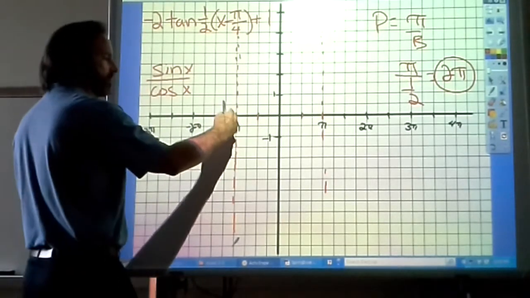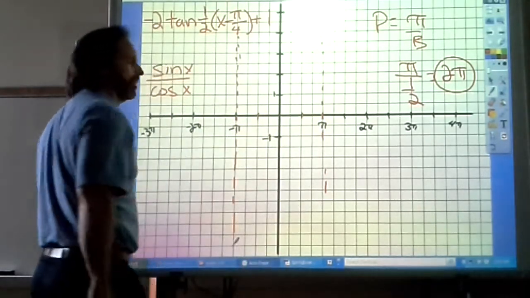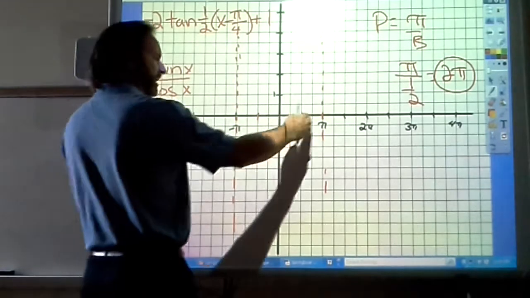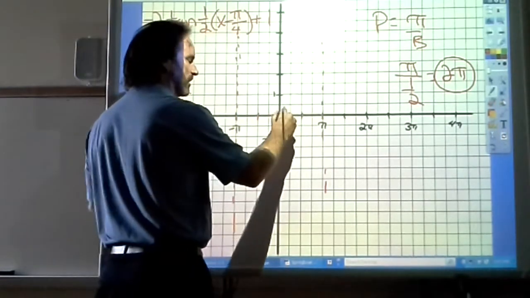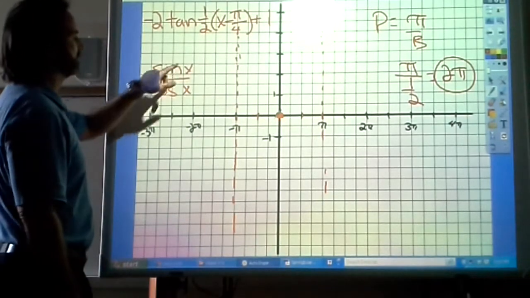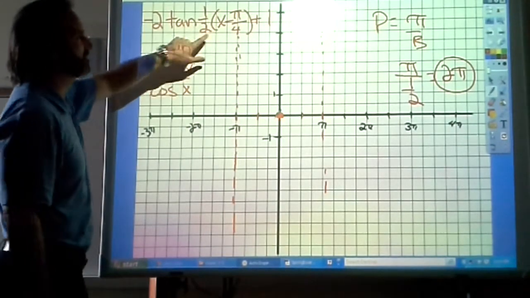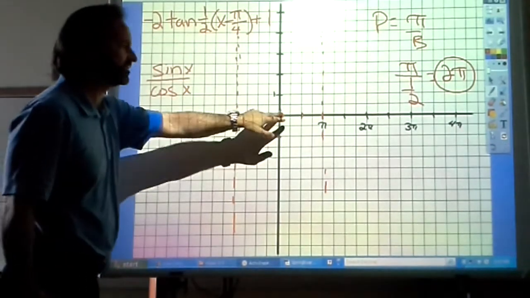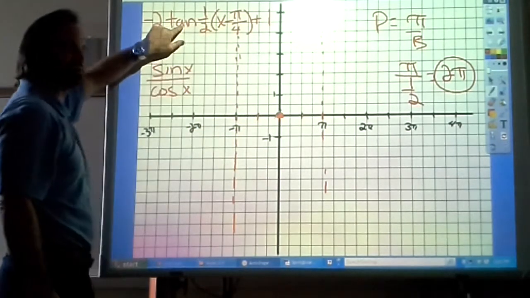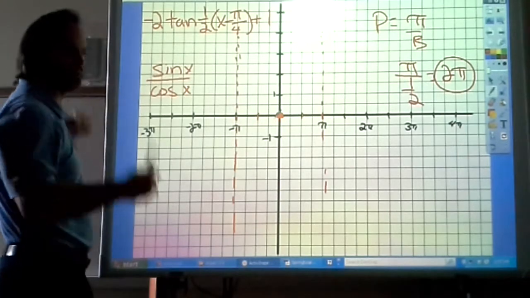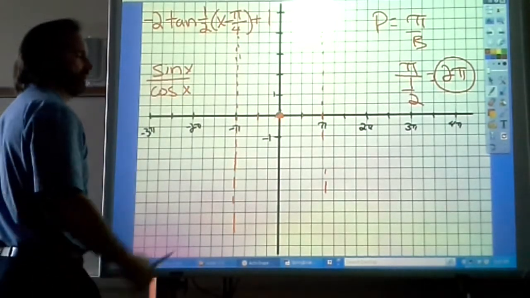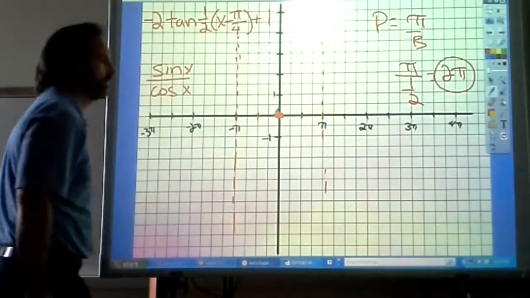So now my period goes from here to here. Right in the middle is where my 0 is. And 1/2 of 0 is still 0. If I plug in 0 for x, 1/2 times 0 is 0, and tangent of 0 is 0, because sine is 0 there. So here's my 0.